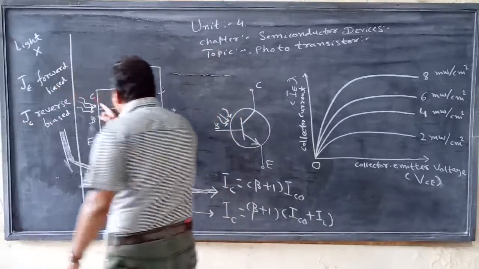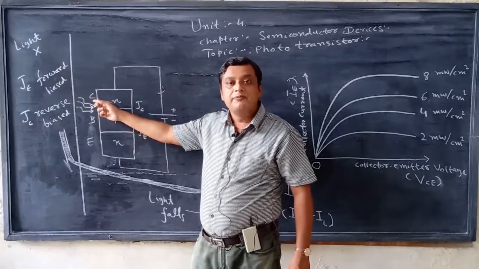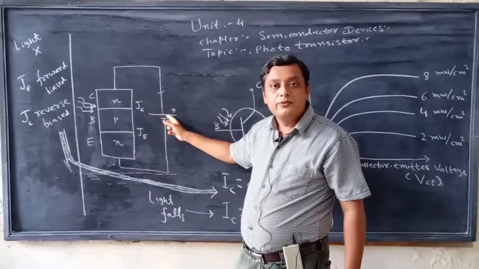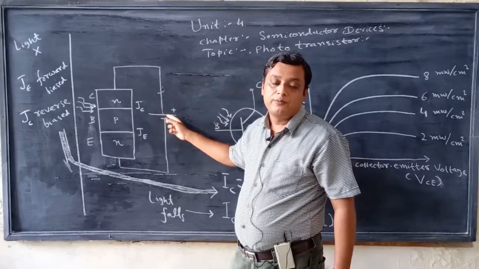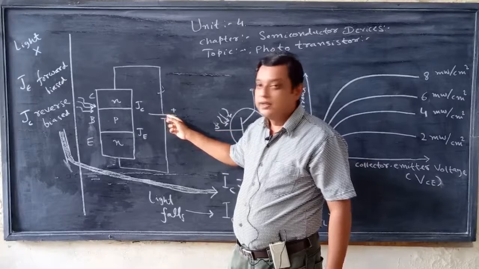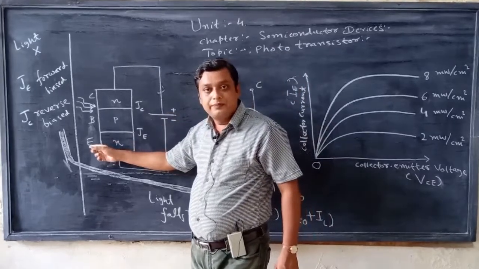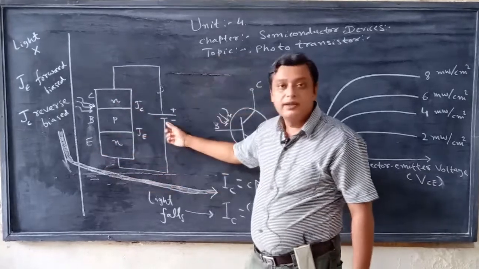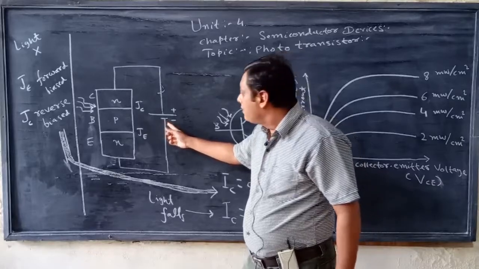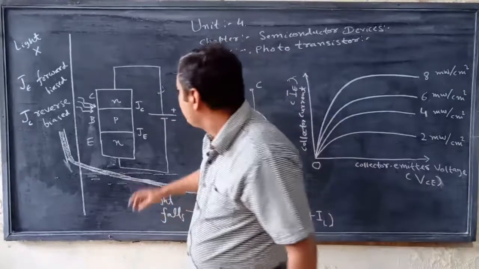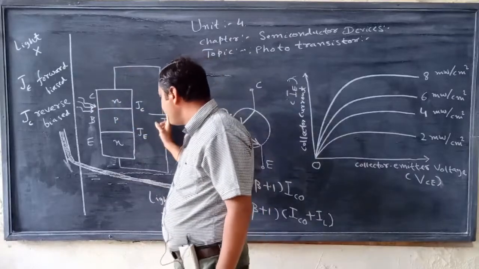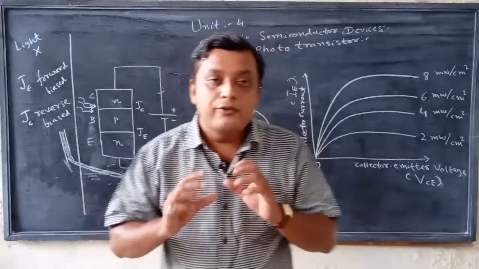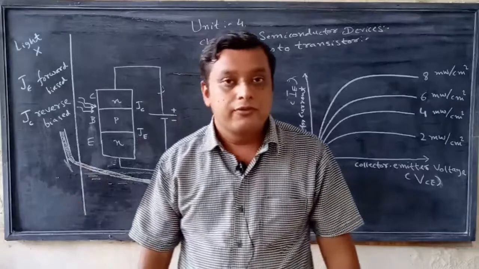Here, the collector of the NPN transistor is connected with the positive terminal of the power supply or the external battery. Similarly, the emitter of the NPN phototransistor is connected with the negative terminal of the battery. So collector is connected with the positive terminal of the battery and emitter is connected with the negative terminal of the battery. So this is how the external power supply is connected to the phototransistor.